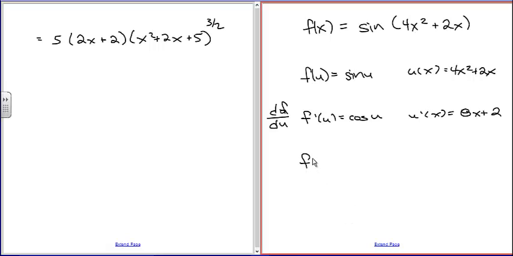Chain rule. f prime of x equals f prime of u times u prime of x. Go to the previous step. Write those out. Multiply them together. Put the parentheses there. Plug u back in.